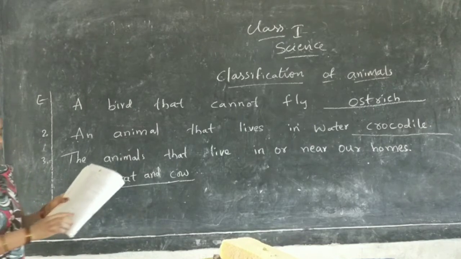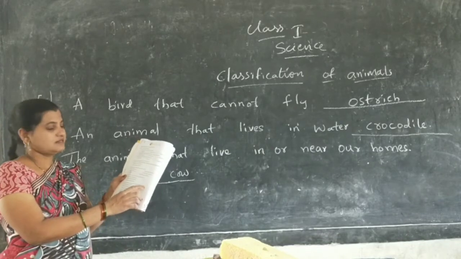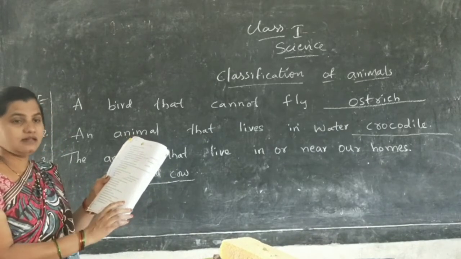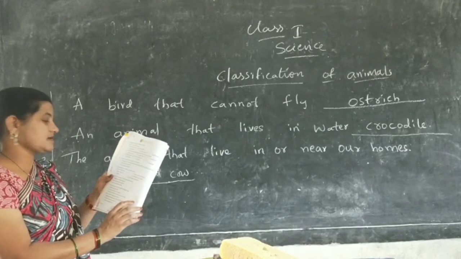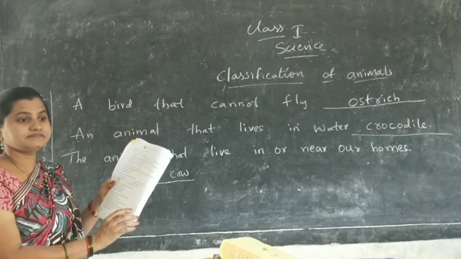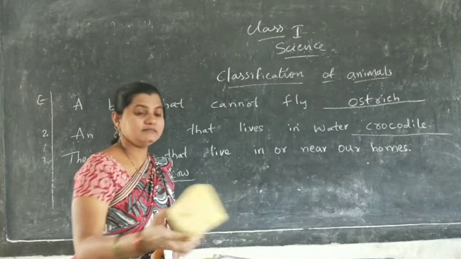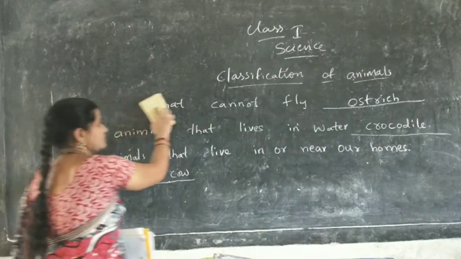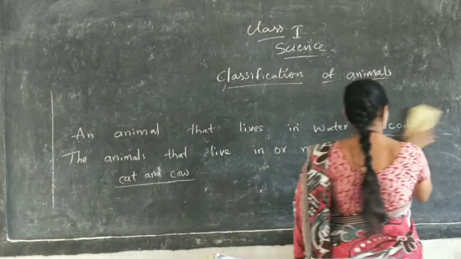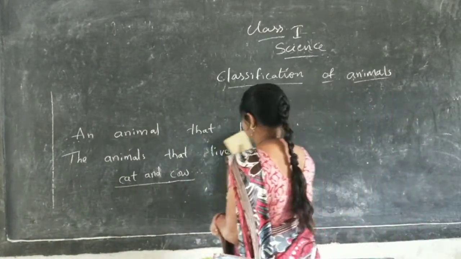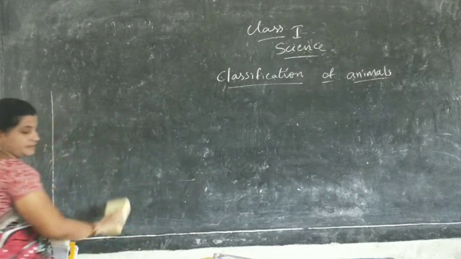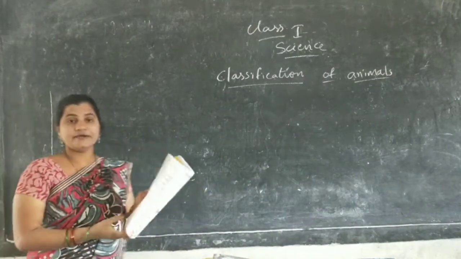Okay, children, write answers partially, write in these blanks. First blank, ostrich. Second blank, crocodile. And the third blank is cat and cow. Next, children, another F bit. Bit number F. Answer the following questions.